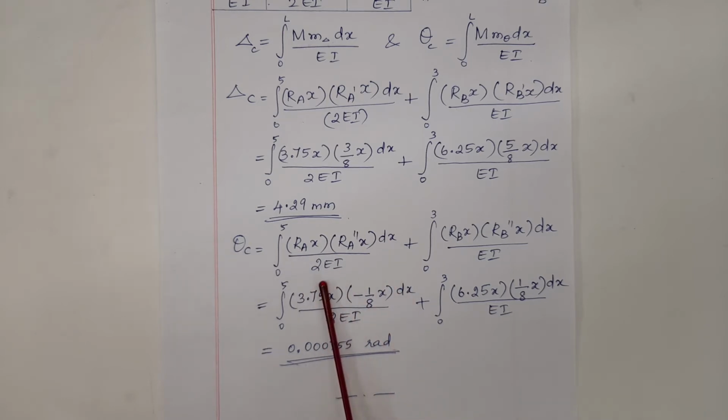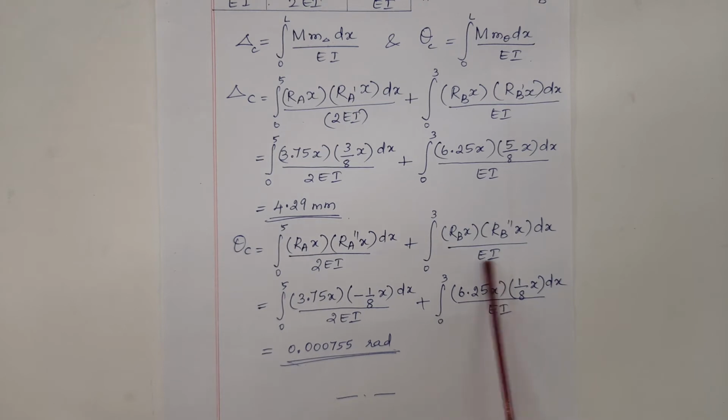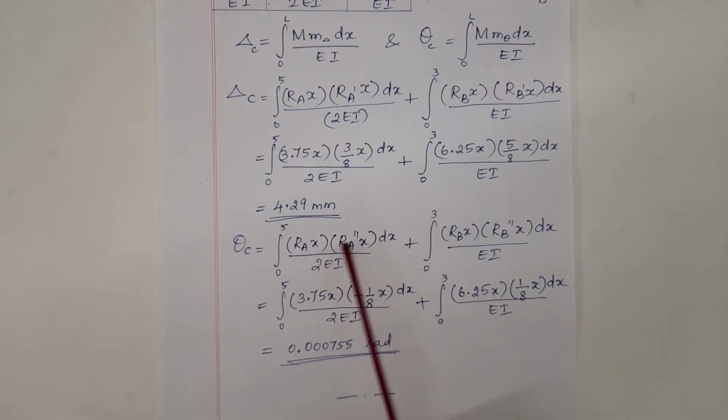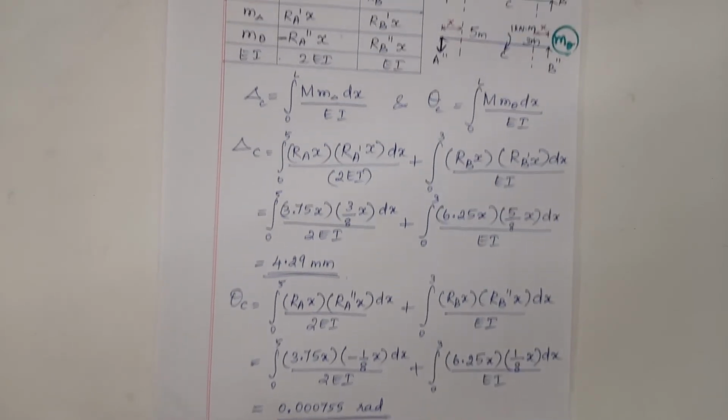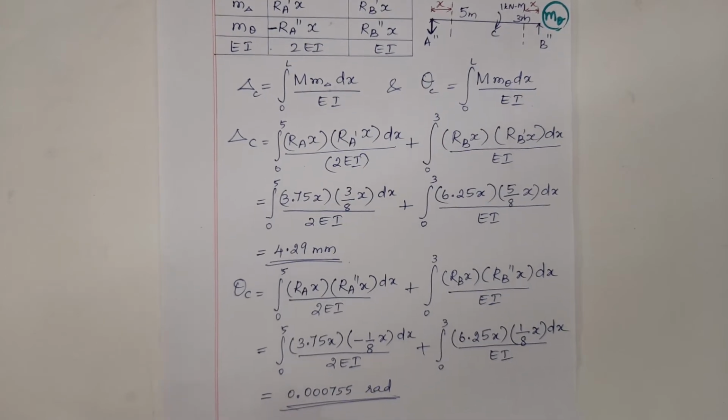Since EI is twice for the first section, that is AC, I put 2EI. For the next right segment, it is just one time EI. So capital M m theta by EI into dx, integrated between the limits of each section. The values of delta and theta are determined. So in this problem, we can determine the value of deflection as well as rotation.